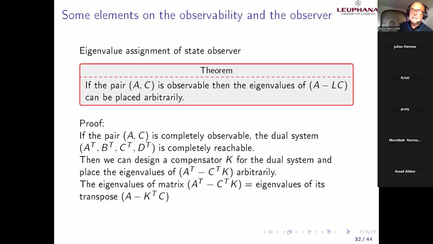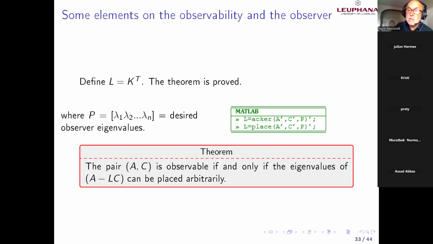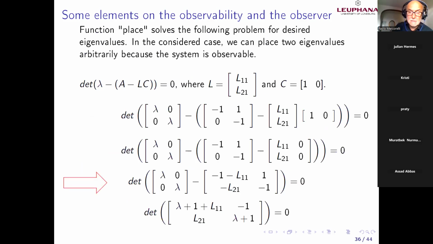Basically, if I can place arbitrarily the eigenvalues of the matrix A minus LC, the system of the pair AC is observable. Here, we consider just the theorem in one direction. Now, let me show you the calculation of L.